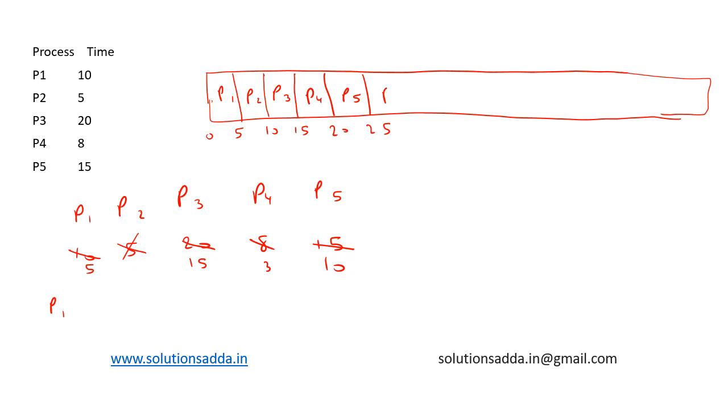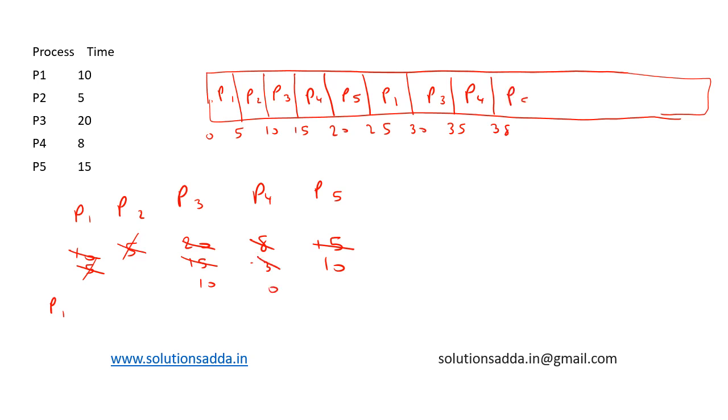Now again P1 executes. We have completed P1 at 30. P2 is not needed. Now P3 executes for 5 more milliseconds. We have 35. So we have 10 here. Now 10 more remaining is there for P3. Now P4 runs for 3 more units. That is 38. Now P4 is completed.